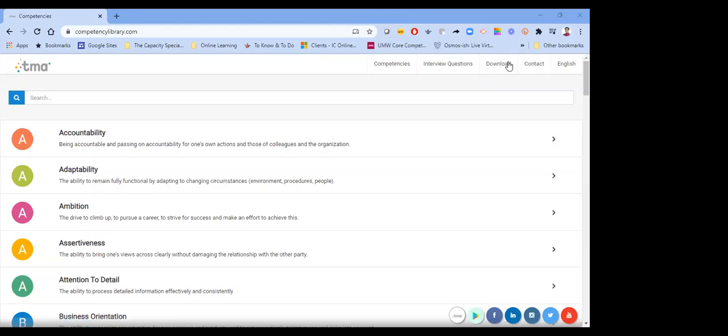Where is the text chat? Disappeared. Okay, so that's the text chat competency library like that.